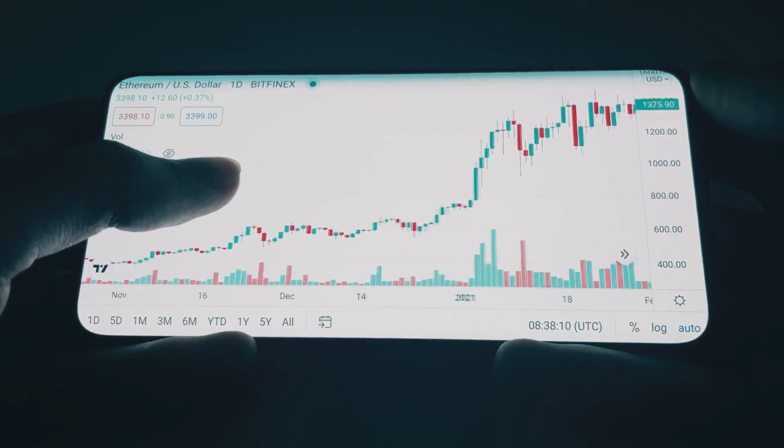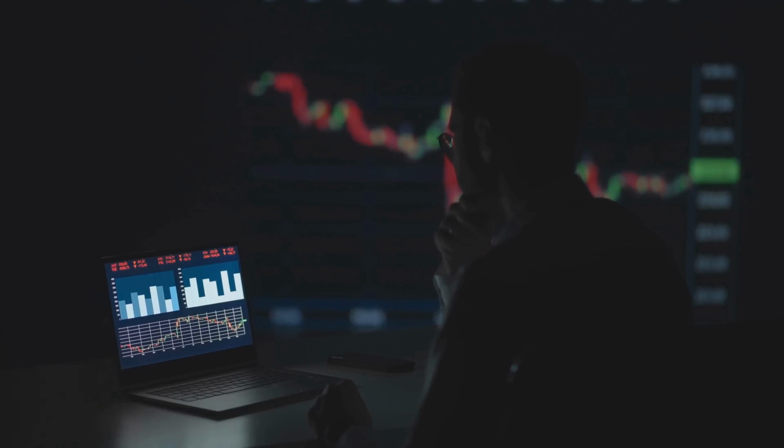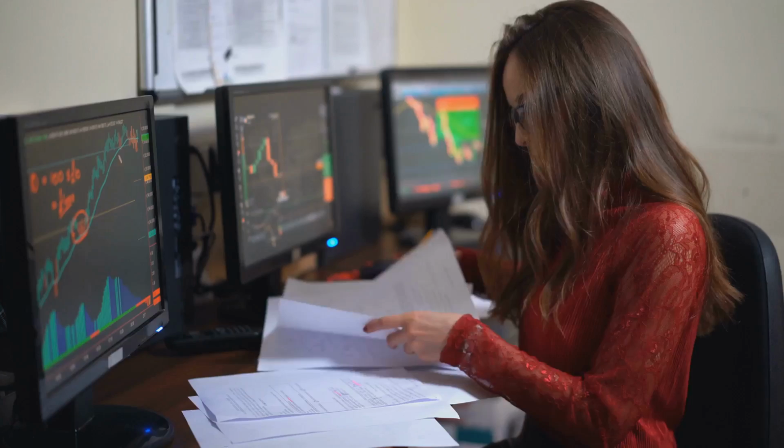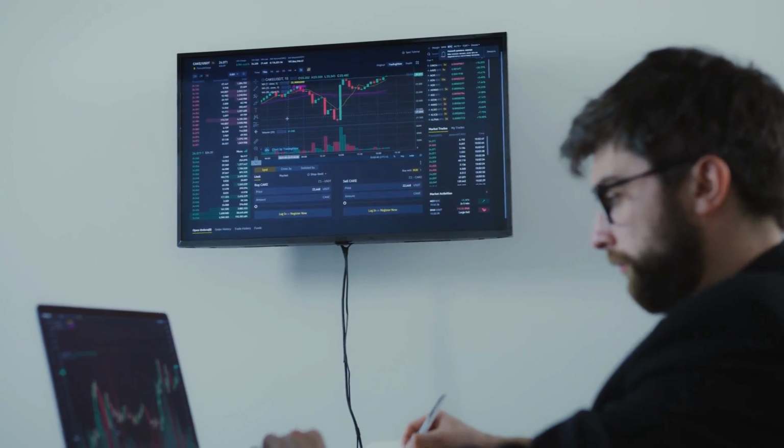Remember, chart patterns are not foolproof predictors of future price movements. However, they provide valuable clues that, when combined with other technical indicators, can significantly enhance our trading decisions.